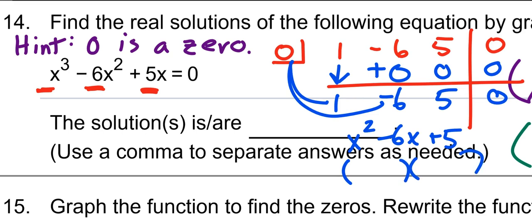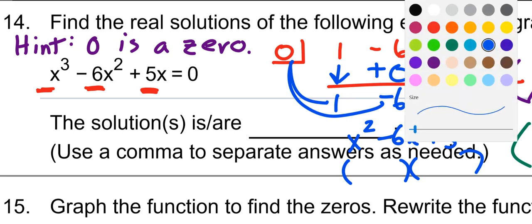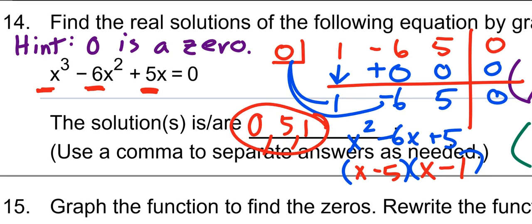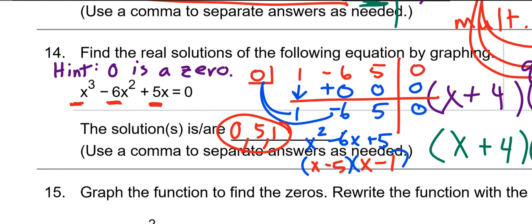Oh my goodness, it looks like the last question. Yeah, we got an x minus 5 and x minus 1, don't we? Answer the question, what are the 3 solutions? 0, yeah, you better get that one. 5 and 1. So really, it's not as bad as you think once you practice it. And we will do more when we're flexing together on Flex Day.